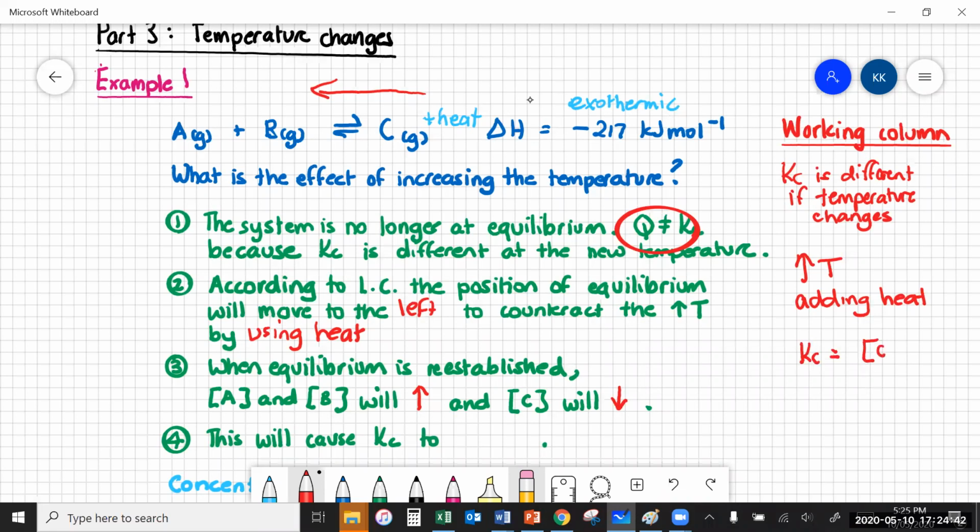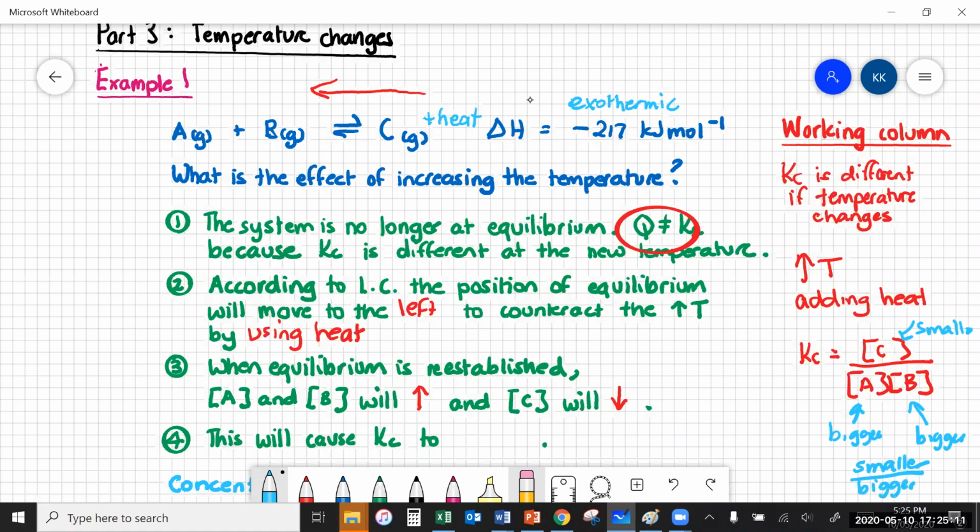Kc is concentration of C over concentration of A, concentration of B. What did we do? This one's now smaller. This one's bigger. And that one's bigger. So you're going to end up with a smaller number and you're dividing it by a bigger number, which means Kc is going to decrease.